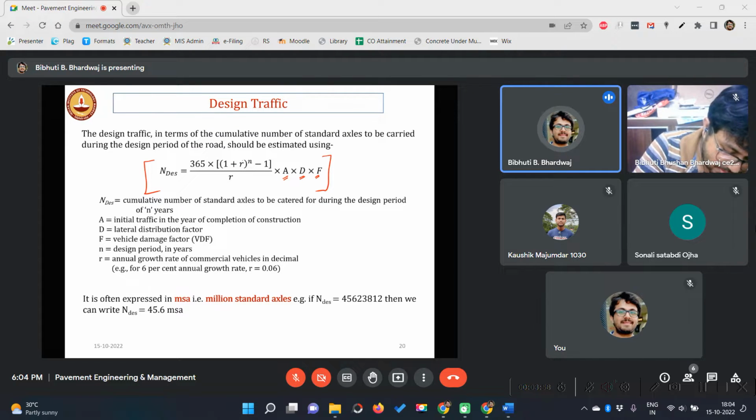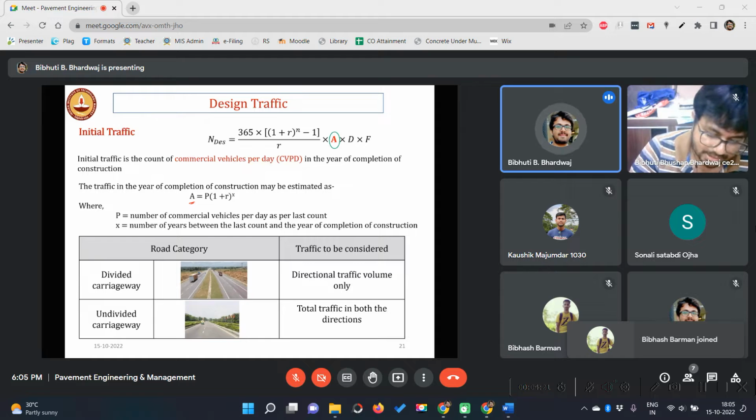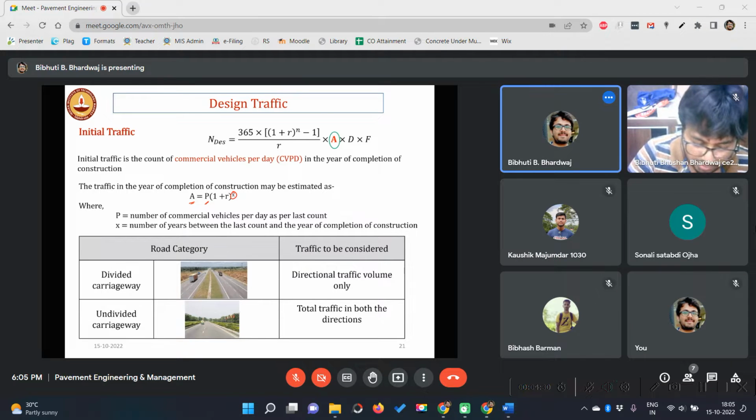details of each of the parameters. What is R, what is A, what is D, what is F, right? So simply, quickly, if I revise these things, A is the initial traffic, and we discussed how A is calculated after the construction period is over. Okay, that is A. So before the construction begins, if you have some traffic, that CVPD is called P. So X is the number of years required for the completion of the construction. Then you can simply find out A, and A is generally directional traffic.